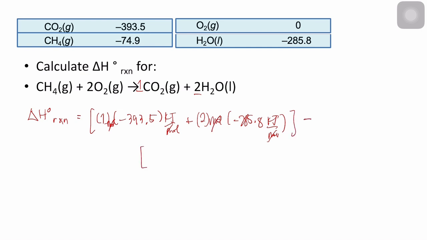Subtracted by, just put it on the second line, the reactants. So you have 1 here as your coefficient. So 1 mole times CH4 methane, that's our negative 74.9 kilojoule per mole. Moles will cancel out. And this is a summation of the products. So times 2 moles. Remember, O2, if our element is in its standard state, such as oxygen, it's a diatomic molecule or element, so it's in O2, so the standard heat of formation is 0.